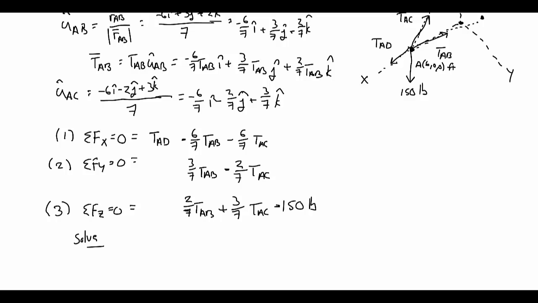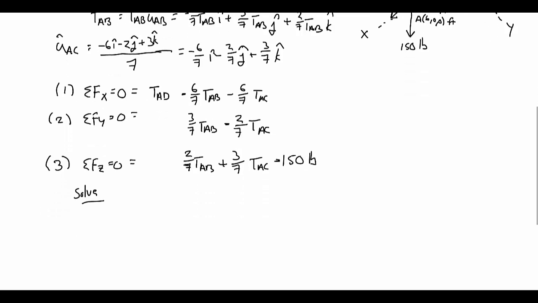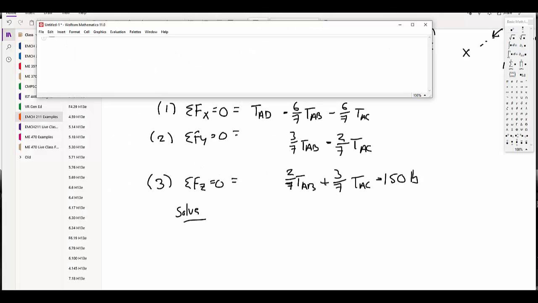If I were going to solve this by hand, I could take equations 2 and 3 and I could at least have only two equations for the same two unknowns and solve it that way. However, again, I'll do this in Mathematica, and I'll be able to solve it more quickly. Okay, so I can use my Solve for these three equations. So I have TAD minus 6/7 TAB minus 6/7 TAC, and that is equal to 0.